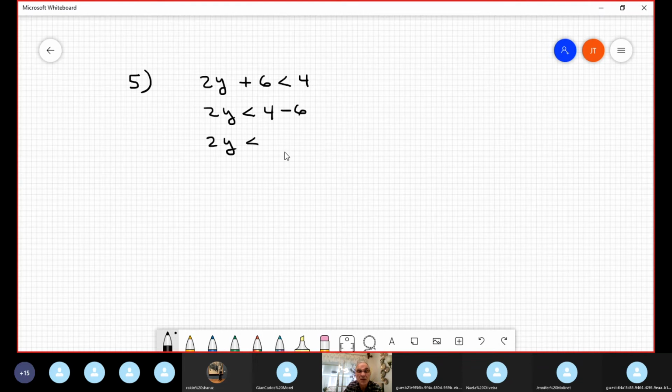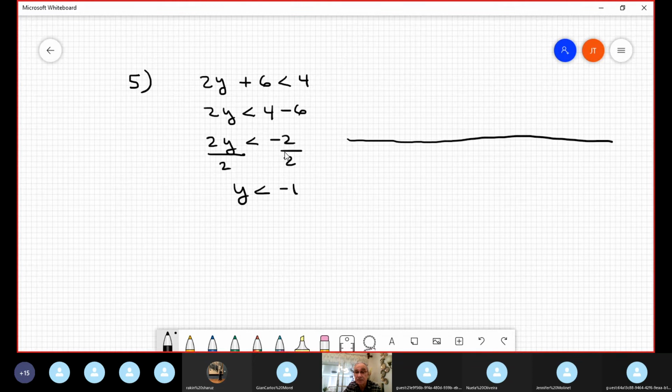2y is less than, this is negative 2, no? Divided by 2 on both sides, y alone is less than negative 1. Super. Now, let's represent this idea graphically.